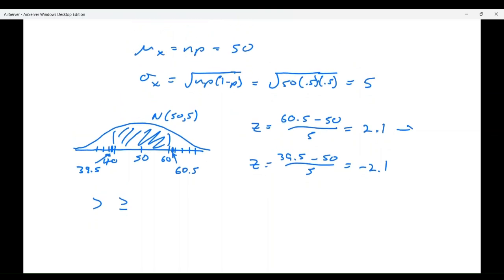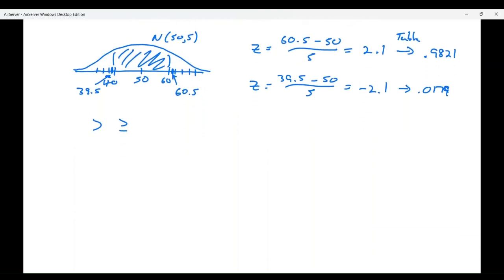Okay, so then we go to the table or use technology. For the first one, the area would be 0.9821. For the second one, it would be 0.0179. And so our final answer here, the probability of being between 40 and 60, is just going to be 0.9821 minus 0.0179, which is 0.9642. So that's our answer.